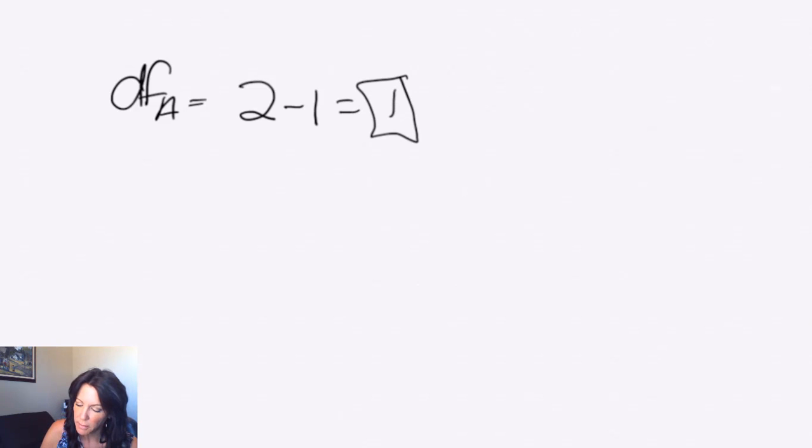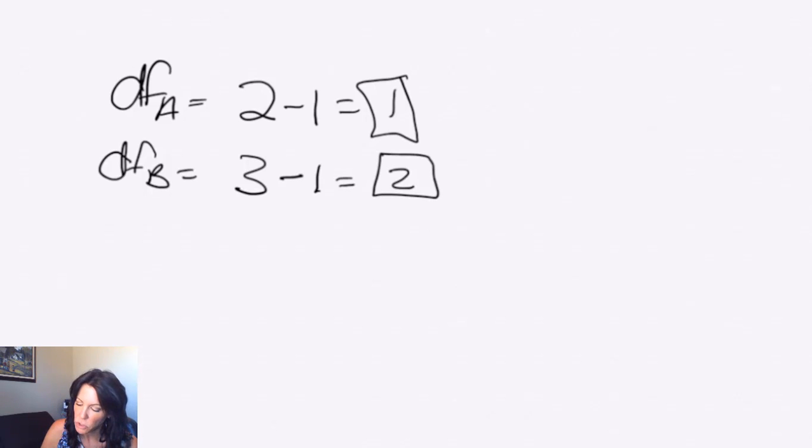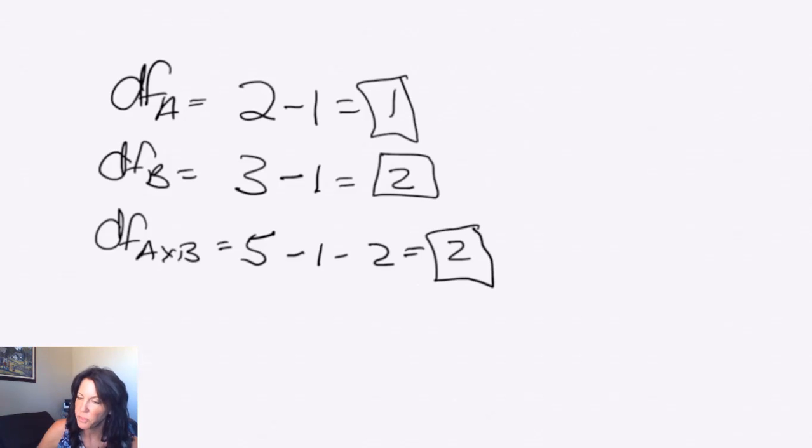which was the number of rows minus 1. We had 2 different rows for male and female, so the degrees of freedom for A is 1. Let's do the degrees of freedom for B. We had 3 different columns, minus 1. So degrees of freedom for B are 2. And the degrees of freedom for the A-B interaction is equal to our between degrees of freedom 5, minus 1, minus 2, for degrees of freedom for the interaction of 2. Let's put those on the chart.